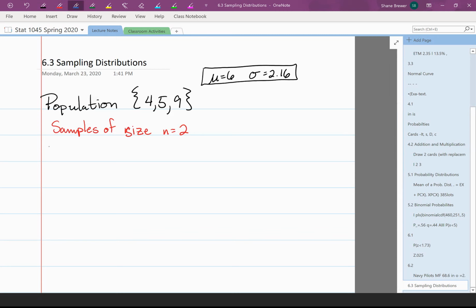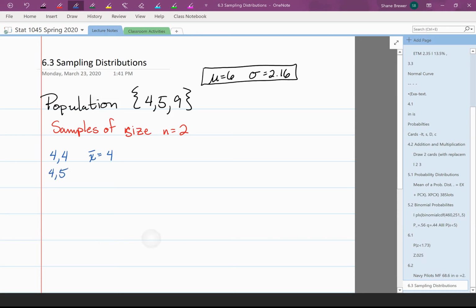So for instance, maybe we get 4, 5. And we're doing this with replacement, I should say. So we could get 4, 4. All right? And there's a sample. So what do we know about that sample? We know that its mean, x bar, is 4. Okay. Good enough. Let's find another sample, maybe of size 2.